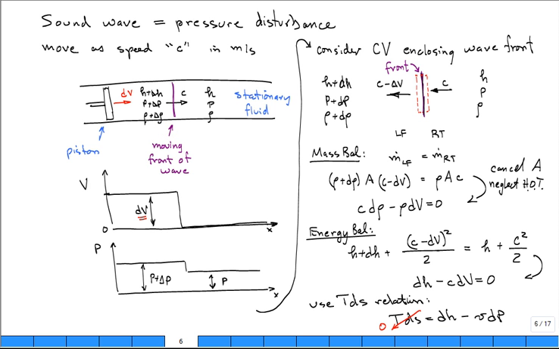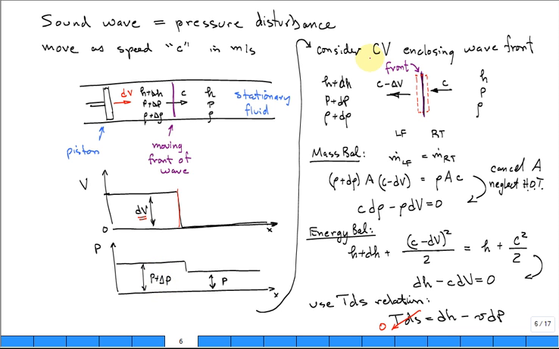So take a look at plotting v, velocity, from the face of the piston out. You'll see right where the wave is, there's a jump from zero velocity ahead of it, stationary fluid, to a constant velocity, dv, behind it. Likewise, the pressure is some nominal p, but behind the wave front there's p plus delta p pressure.